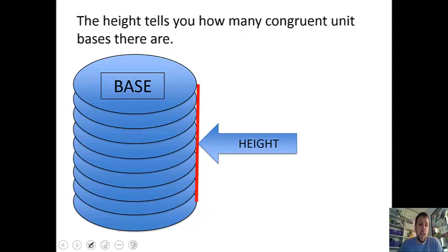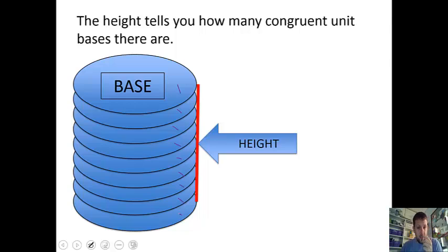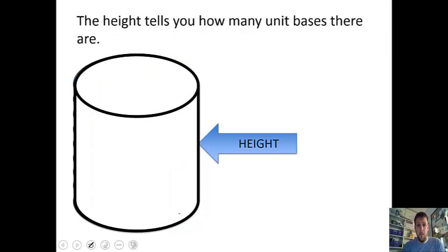The height tells us how many bases that are each 1 unit big are in the cylinder. So in this case, the height would be 1, 2, 3, 4, 5, 6, 7, 8, 9. So this height would be 9 units long. And ultimately, this forms a cylinder. Now, if you understand that the cylinder is made up of a whole bunch of just bases, it will help us find the volume of the figure.